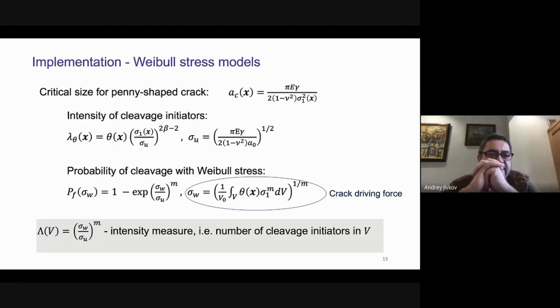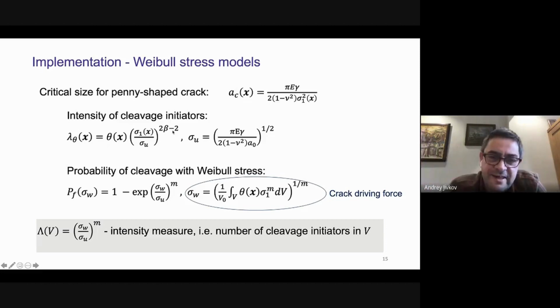And so how is this implemented? The original model, this is a whole class of models called Weibull stress models, assumed that the critical microcrack is given by the Griffith criterion, which is shown with the first equation. Of course, the critical microcrack depends on the location because the stress changes from location to location. Then the intensity of the cleavage initiators becomes this value here: lambda theta is the thinning function times sigma 1 over sigma u to the power of beta minus 2.